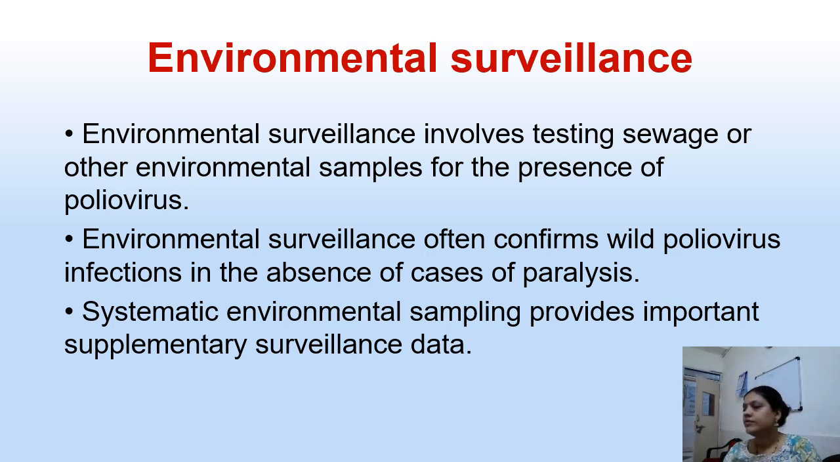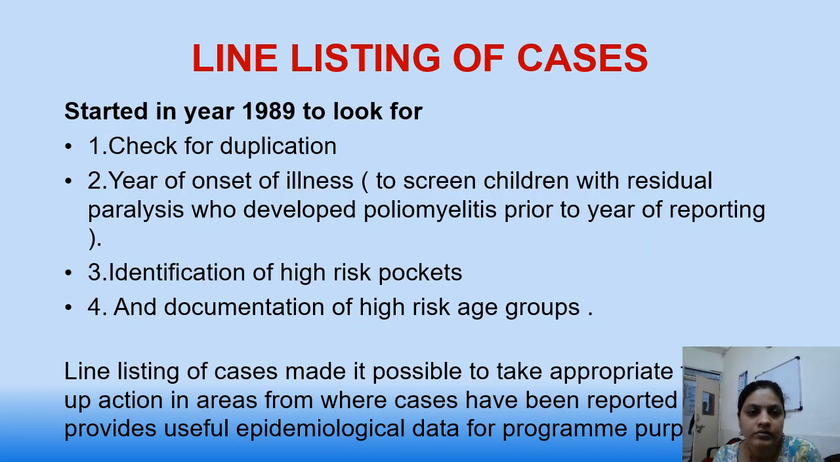Along with AFP surveillance, we also carry out environmental surveillance that involves testing the sewage or other environmental samples for presence of poliovirus. Environmental surveillance often confirms wild poliovirus infection in absence of cases of paralysis. Systematic environmental sampling provides important supplementary surveillance data.